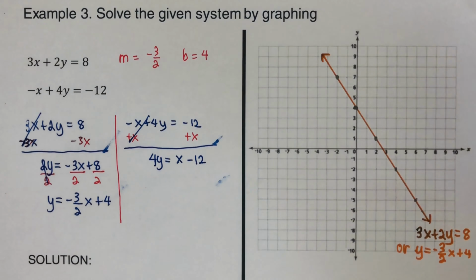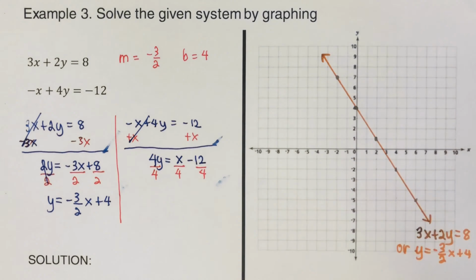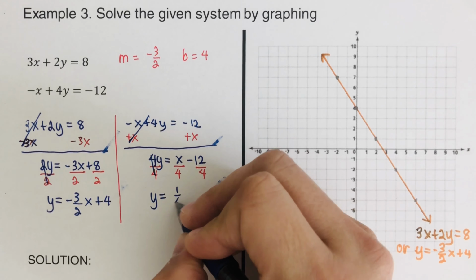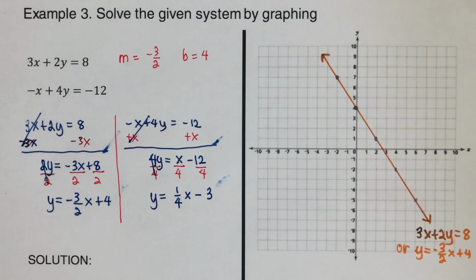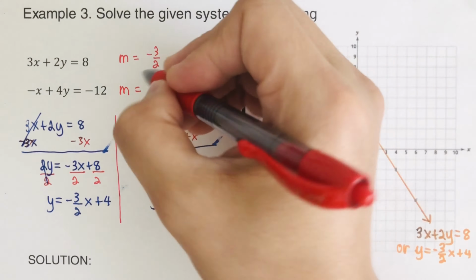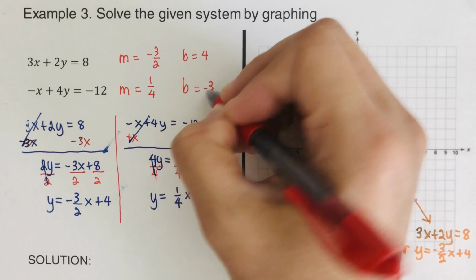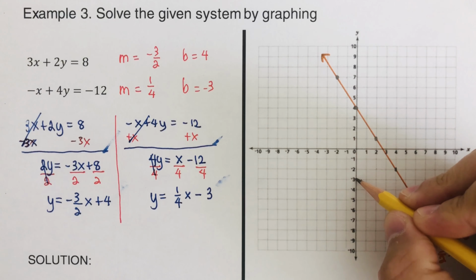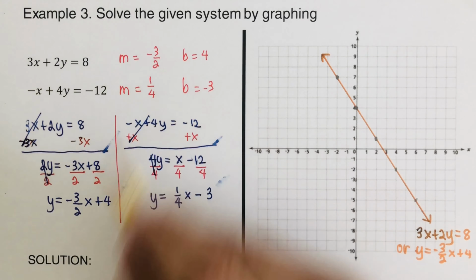So then we want y by itself. So we're dividing by 4. Divide this by 4. Divide this by 4. So then we are left with y equals 1/4 x minus 3. So then we can go ahead and write the m for this, or the slope for this line, is 1/4, and then the y-intercept is negative 3. So I go ahead and go to negative 3 right here. That's the y-intercept, and then it goes up 1 over 4.